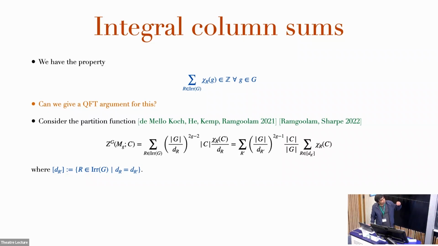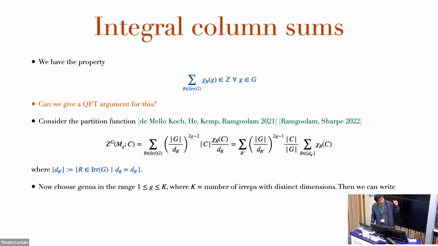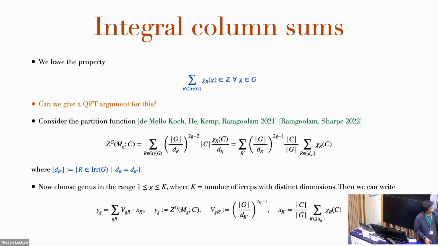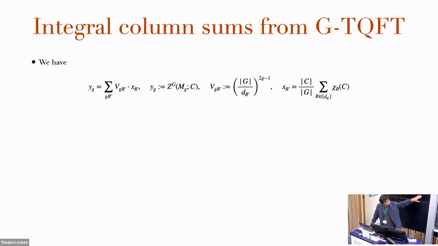What the splitting allows us to do is rewrite this expression in the following way. We choose the genus, which is G, from 1 to K, where K is the number of irreducible representations with distinct dimensions. That is the range of G. Once we have the splitting, we can think of this expression as a matrix equation. This matrix is acting on X to give Y, where Y is the partition function that we have here. V is the matrix which has genus and R prime as the indices, and X is another vector, which is that sum over characters. I just reproduce that expression here.